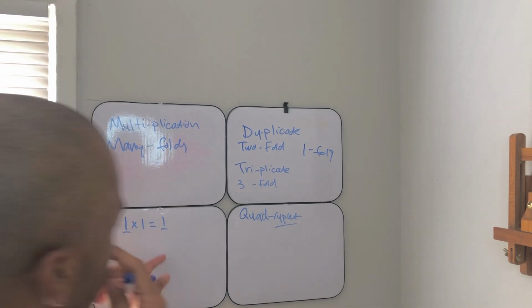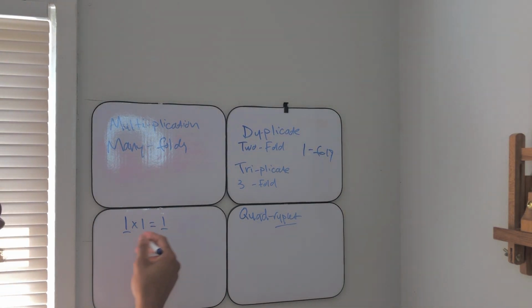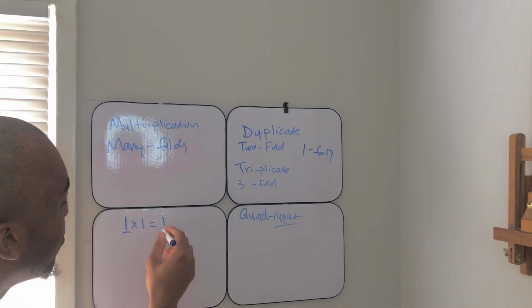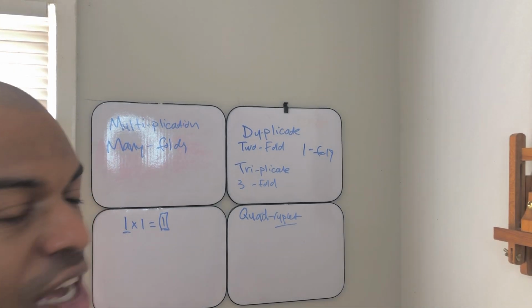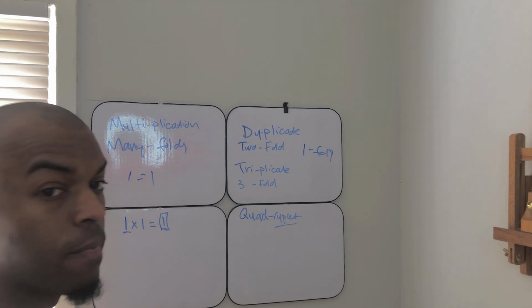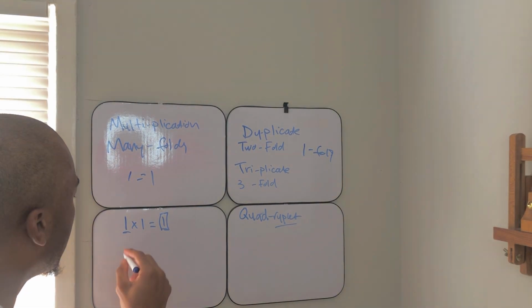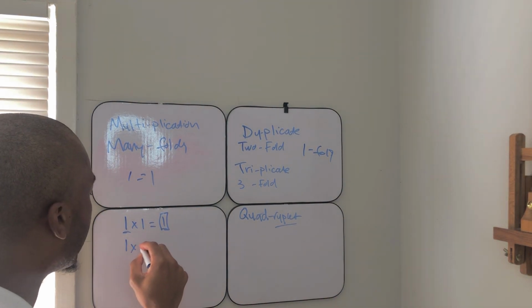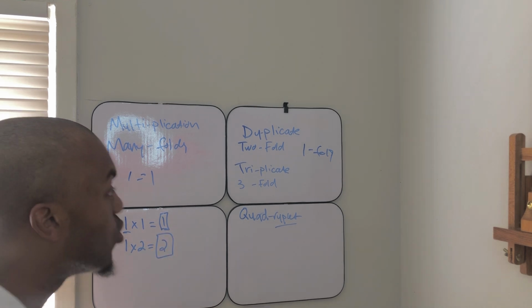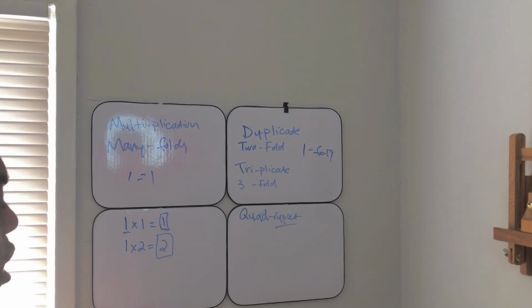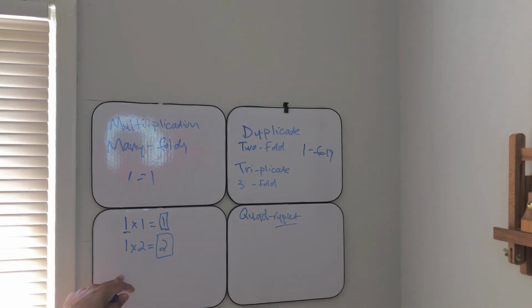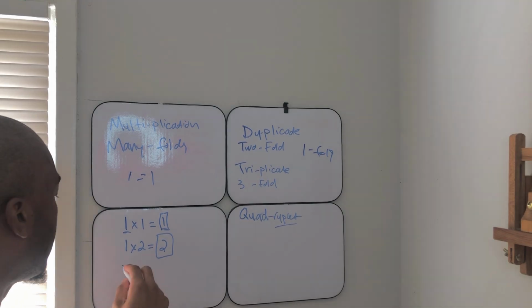1 is not a duplicate. I mean, of course, we got 2 1s on this little board here. But the number 1 is not a duplicate of the number 1. It's the same as, equal to, the number 1. You know what I'm saying? So let's say we take the number 1 and then we multiply it by 2. We get the number 2, which is a duplicate of the number 1.